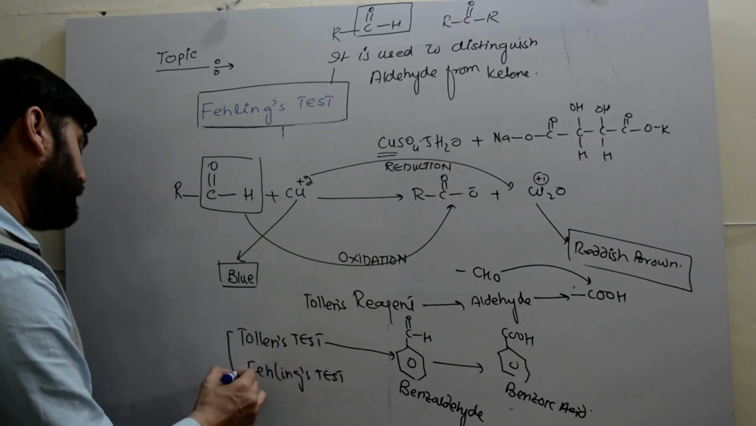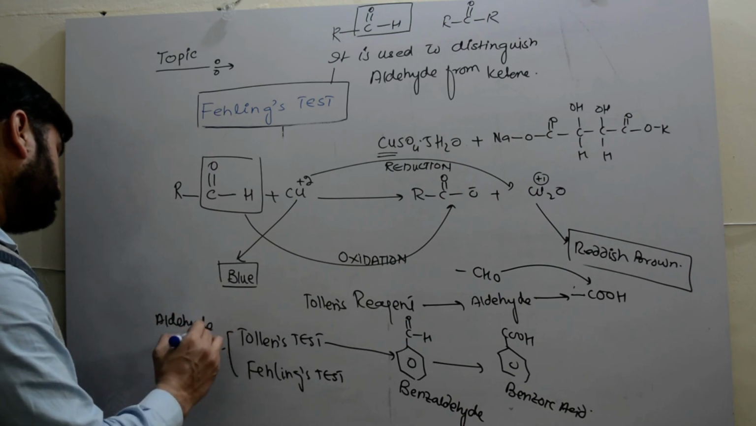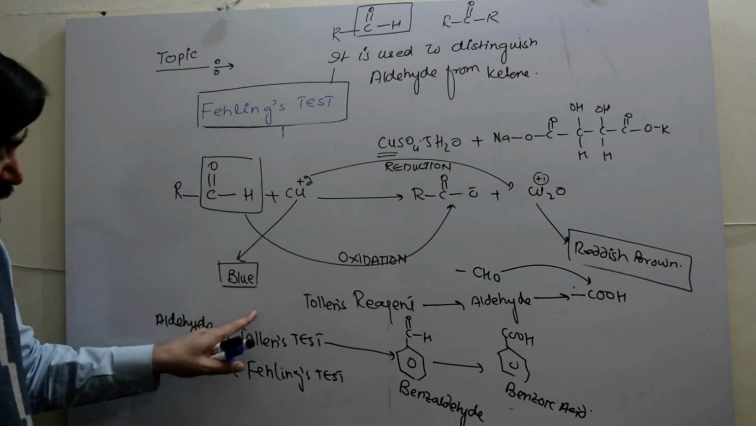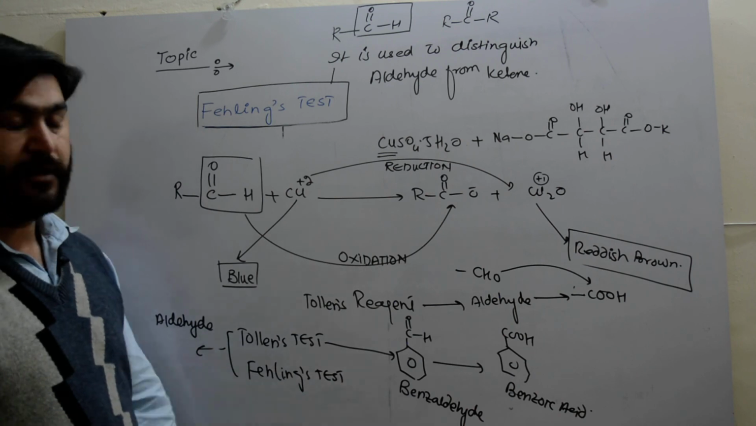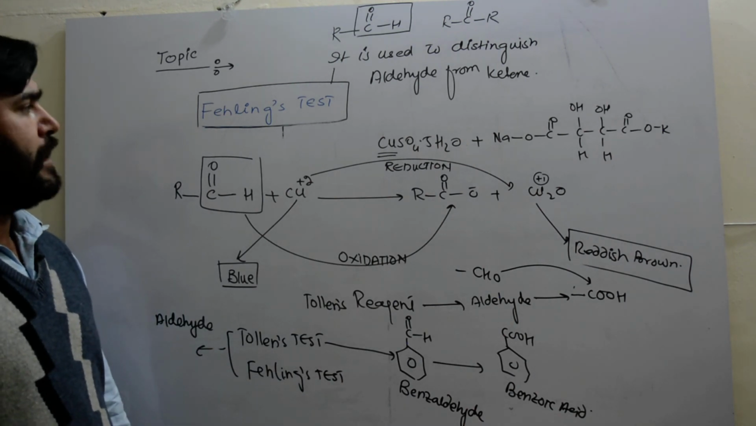Both tests are used to distinguish aldehyde from ketone, but between these two tests, Tollens' test is more powerful than Fehling test. So this is a very easy test in which we can distinguish aldehyde from ketone.